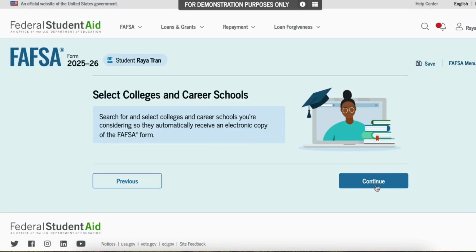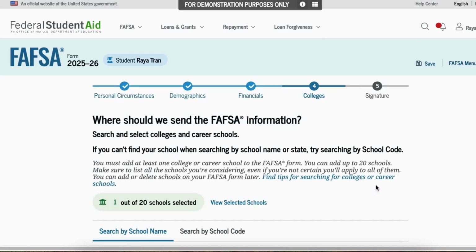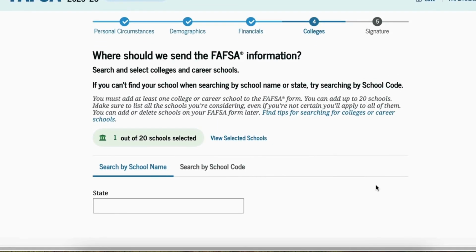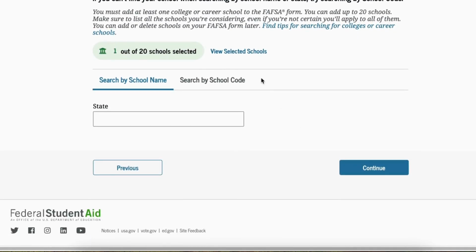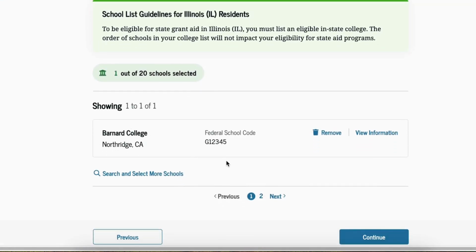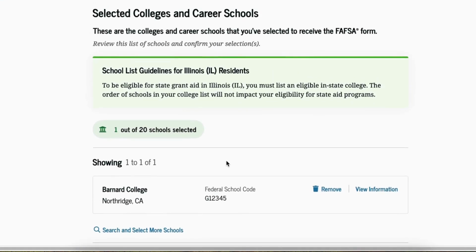This is where you're going to select the colleges and career schools. So this is up to 20 schools that you have applied to that you would like to send your FAFSA to. I selected one random school. I put in Barnard College, which is in California, and this popped up regarding an Illinois resident. So to be eligible for the MAP grant, which is the Illinois State Grant, you would have to be going to an eligible in-state college.